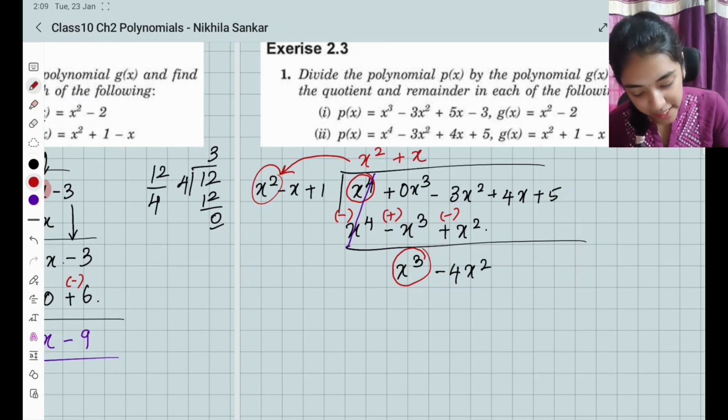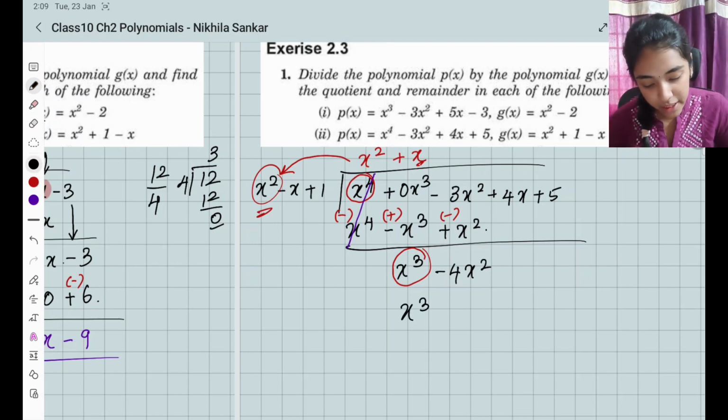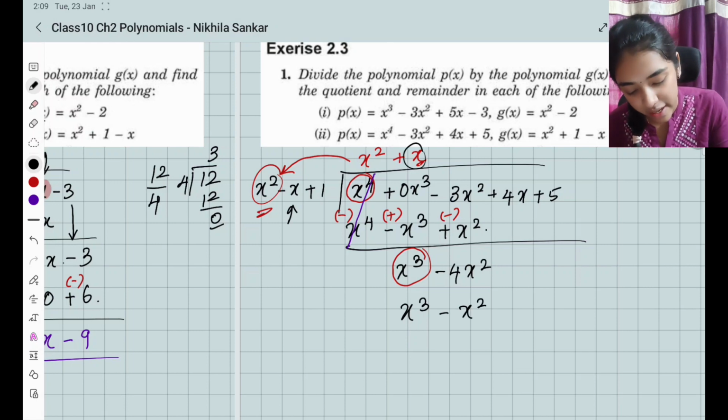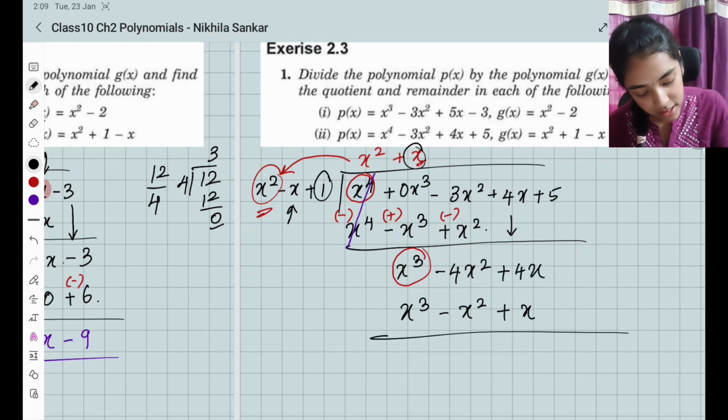Okay, when I multiply the x now, I'll have x square into x is going to give me x cube. அதுக்கப்புறம் என்ன இருக்கு? x into minus x is going to be minus x square. Then we have x into 1, which is going to be x. So plus x. So I can also bring this, so we have plus 4x. So this again I'm going to subtract. So this becomes a minus.